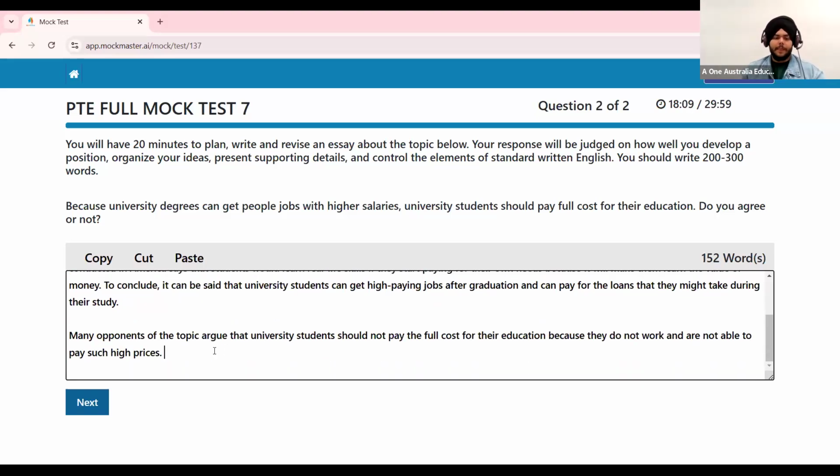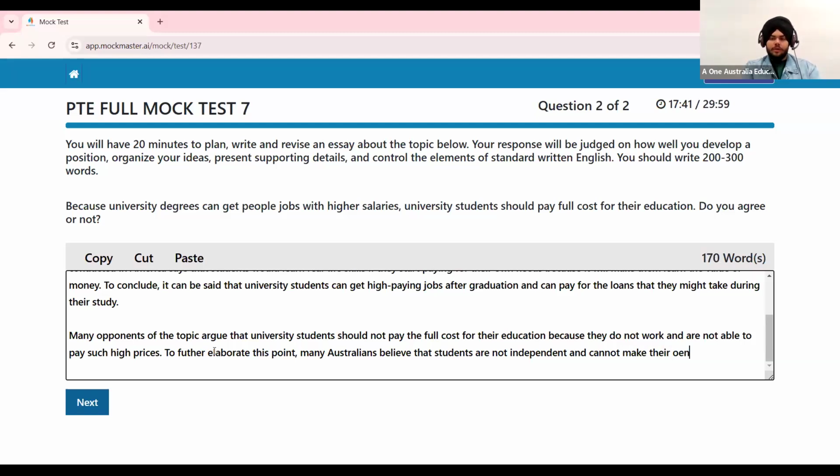Then I can say, to further elaborate this point, many Australians believe that students are not independent and cannot make their own decisions. Or you can say students are not independent and cannot make their own decisions.